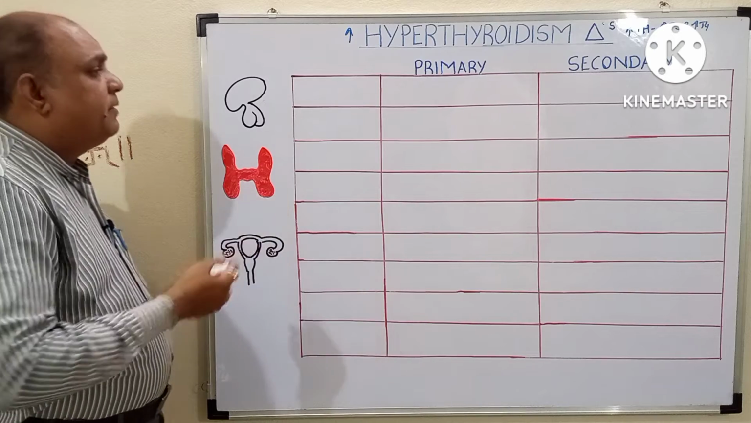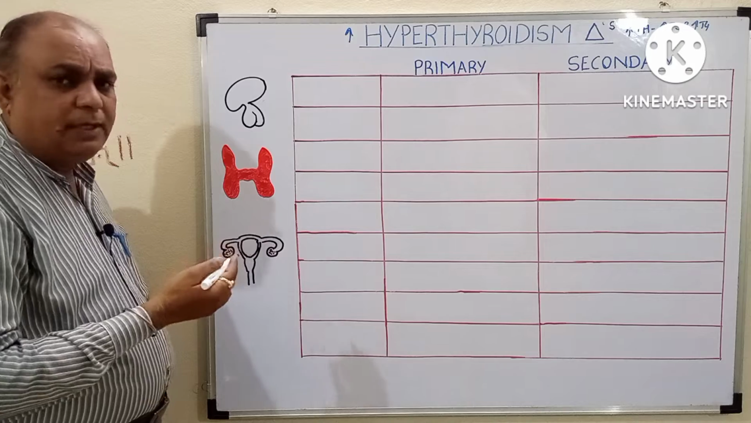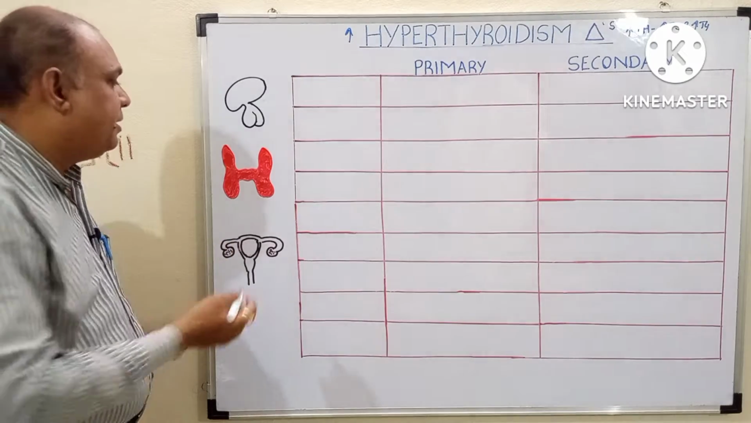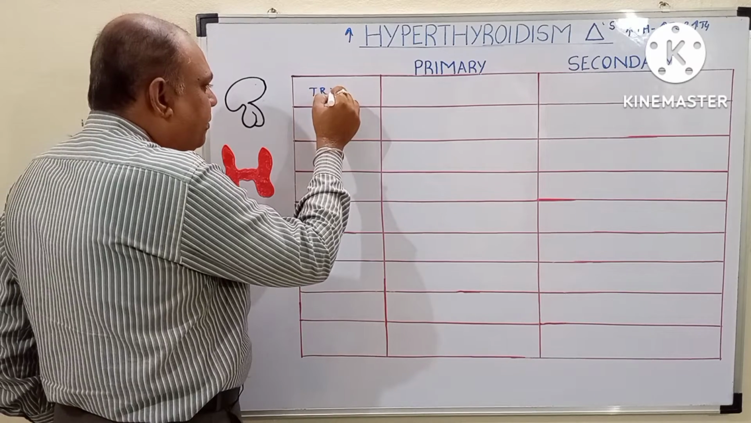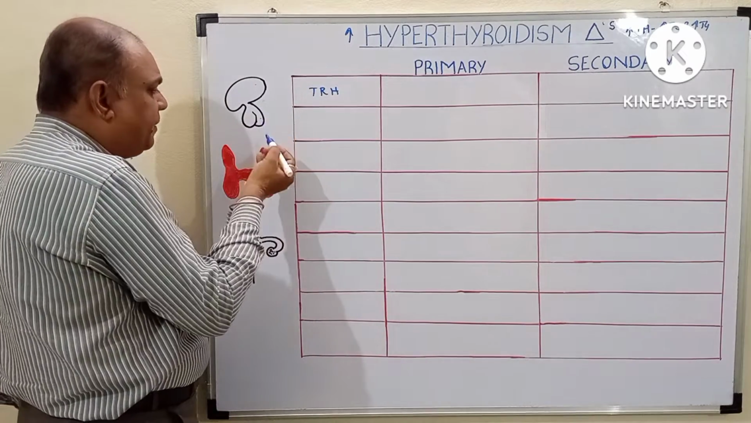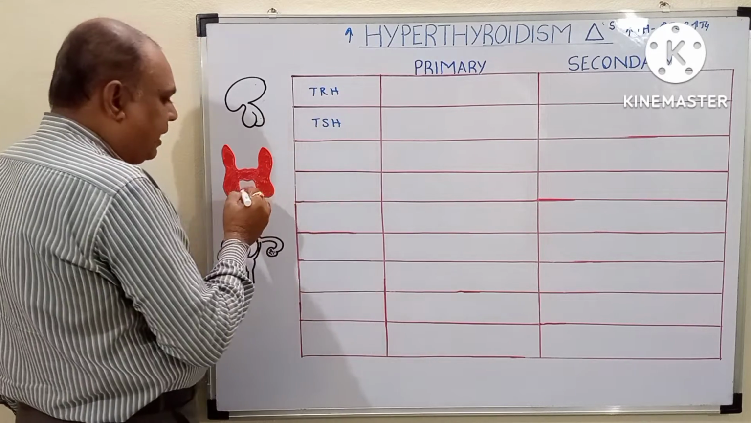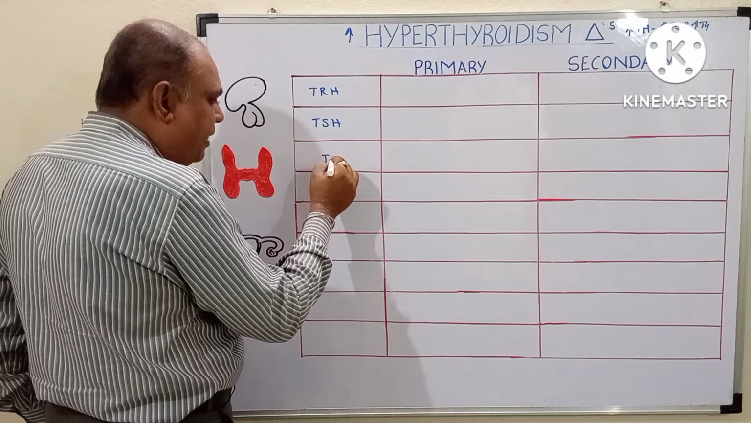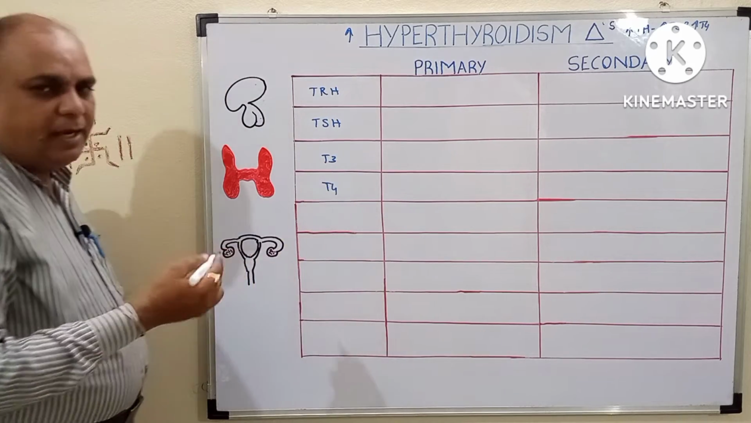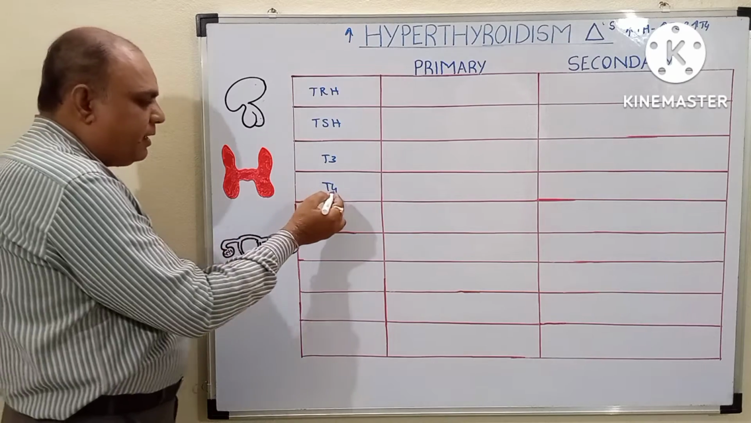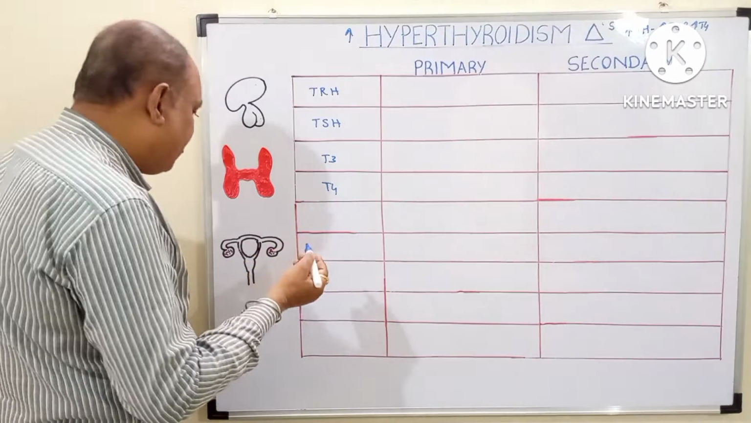Before proceeding further for hyperthyroidism diagnosis, let's have a quick review on the thyroid hormone formation, where the hypothalamus secretes thyrotropin hormone, anterior pituitary secretes thyroid stimulating hormone, and thyroid gland secretes T3 and T4, where T3 is called as triiodothyronine and T4 is called as tetraiodothyronine or thyroxine.